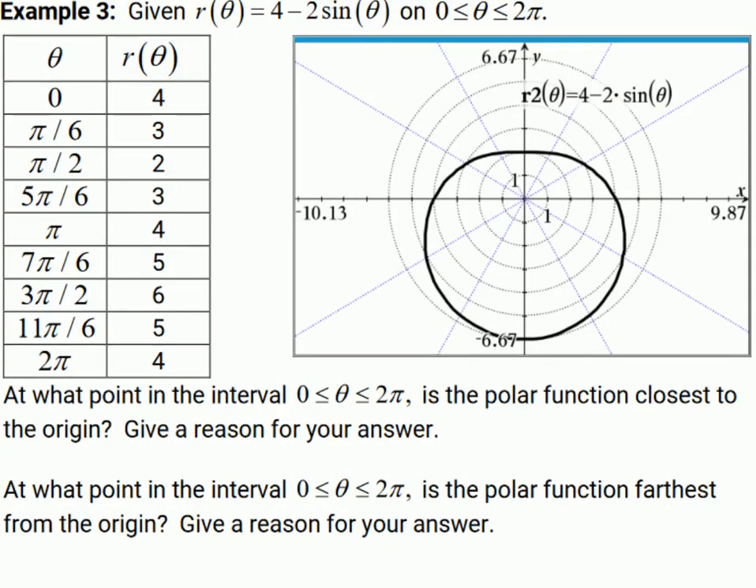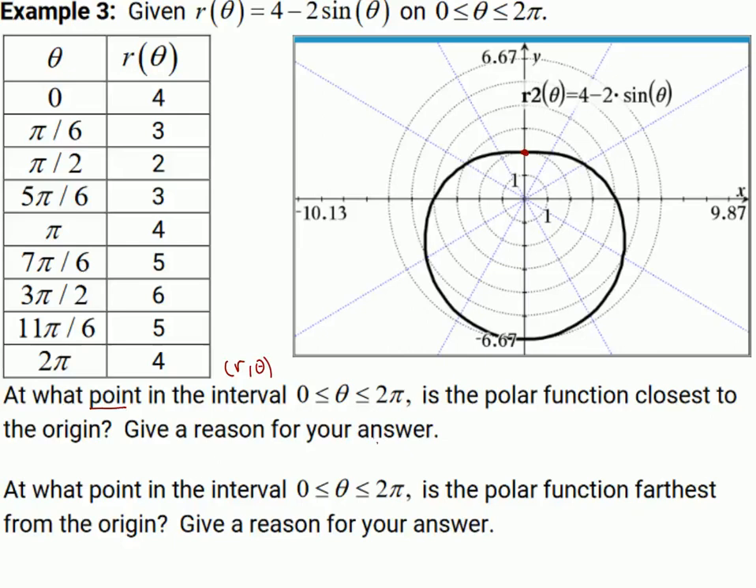Let's look at a new function this time, and this one's going from 0 to 2 pi. And at what point on the interval from 0 to 2 pi is this polar function closest to the origin? This time we want to give a reason for our answer. So, it looks closest to the origin if I'm doing this graphically at this point right here, but I have to give a point. At what point? Remember, these points are always given as coordinates, polar coordinates, r, theta.